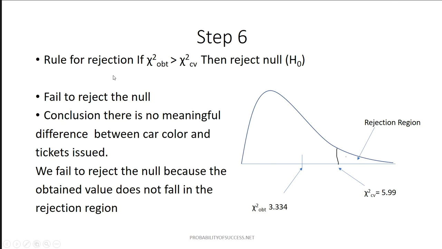This leads us to our 6th and final step, rules for rejection. If our chi-square obtained is greater than our chi-square critical value, then we reject our null hypothesis. So here we can draw it out and determine that this over here is the rejection region. Our obtained value does not fall in it. So therefore, we do not reject the null. We fail to reject the null. Conclusion: there is no meaningful difference between car color and tickets issued. We fail to reject the null because the obtained value does not fall in the critical region.